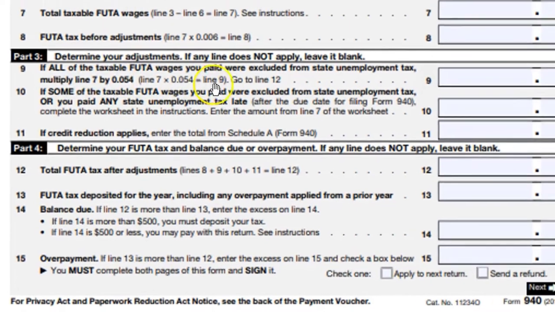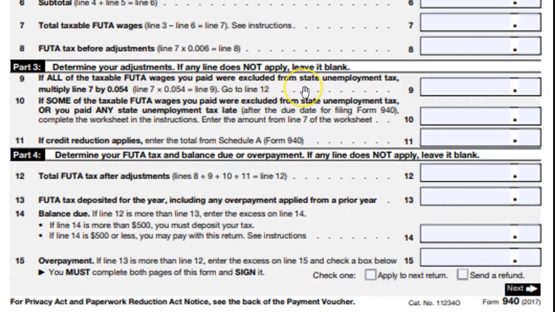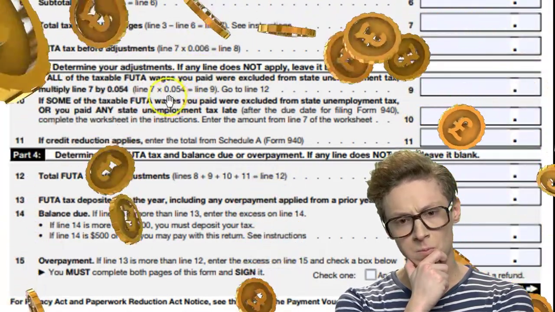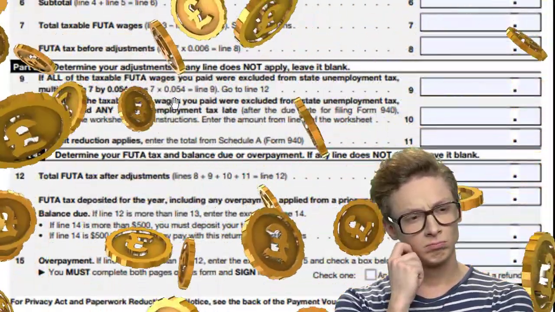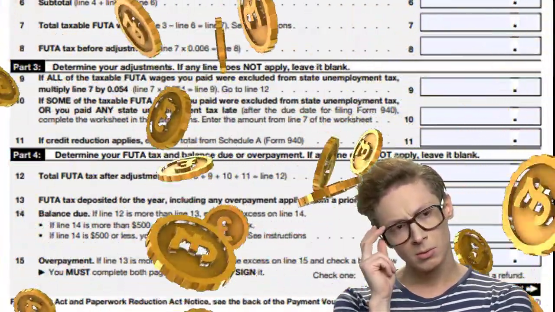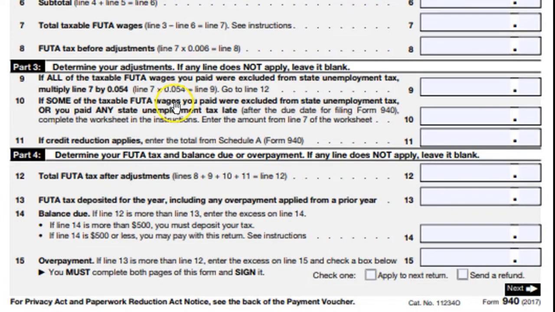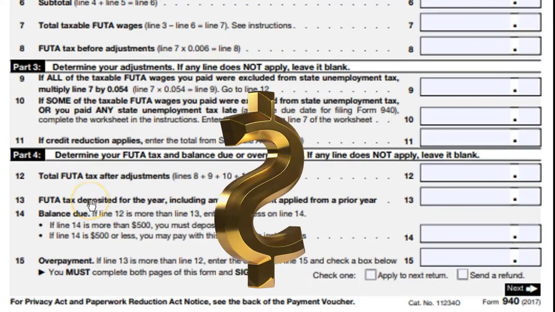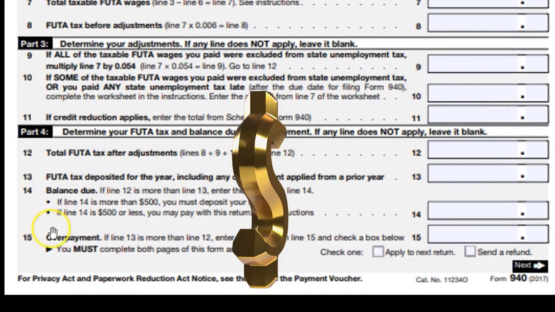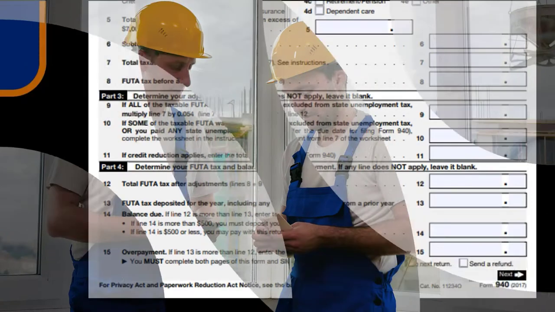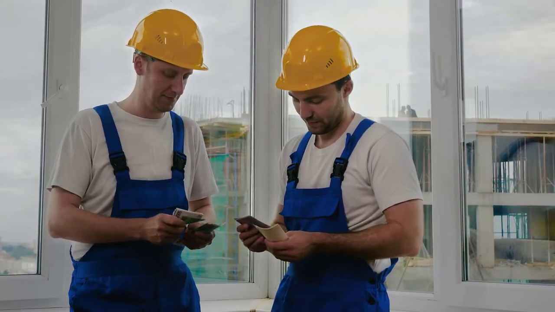Now, if we go down to part three, we're talking about the types of situations where the FUTA wages you paid were excluded from the state unemployment tax. If you didn't pay state unemployment, you're not going to get the credit, you're going to get the higher rate, and you're not going to get that exemption. You're going to have to add back in that higher percentage for the federal percentage. So if that's applicable, we'd have to fill that part in here for any exempt wages from state taxes and pay the higher FUTA tax.